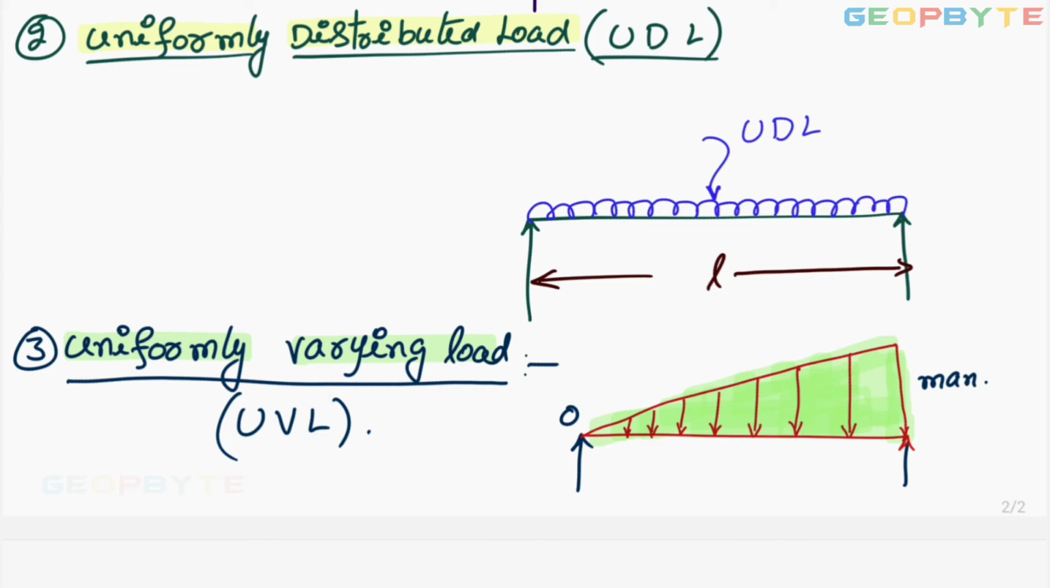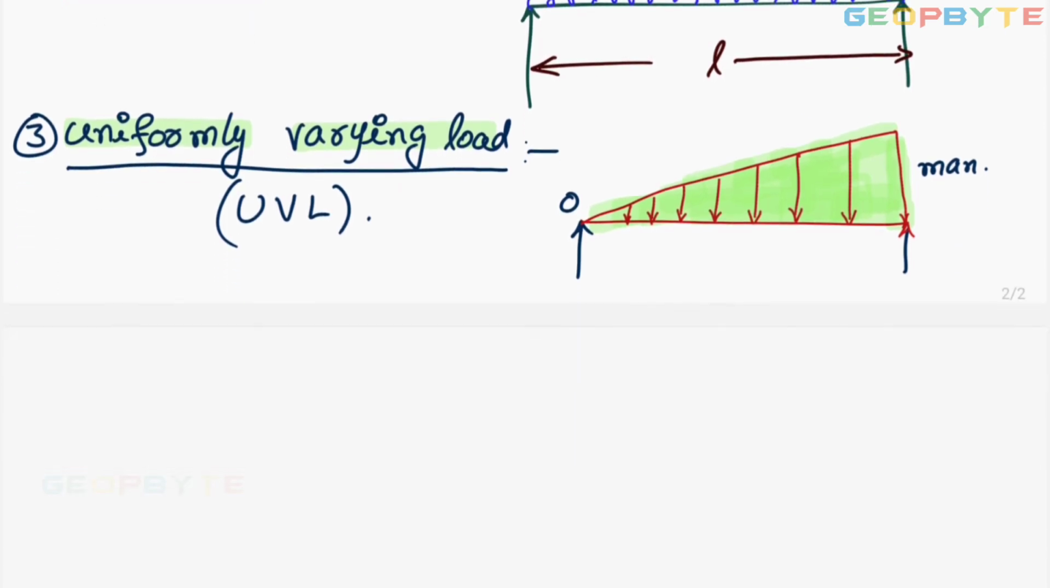Sometimes if the load is distributing from minimum to maximum, that kind of load may also be called UVL, meaning uniformly varying load. Now let us discuss the shear force and bending moment.